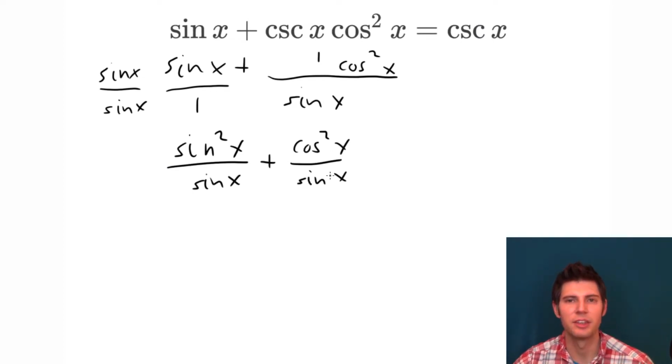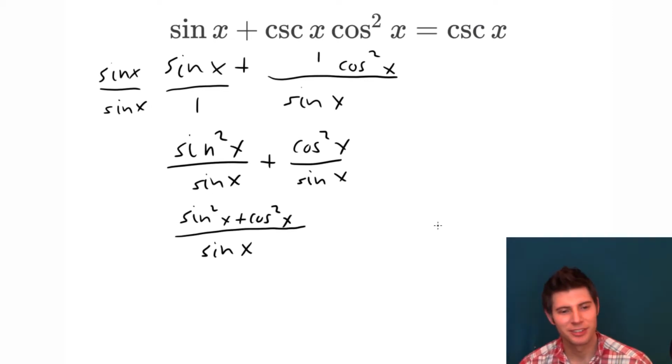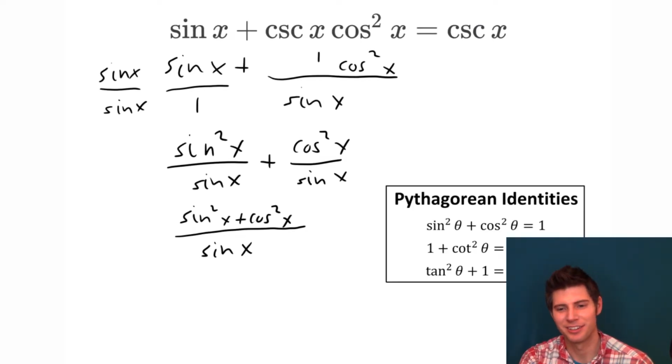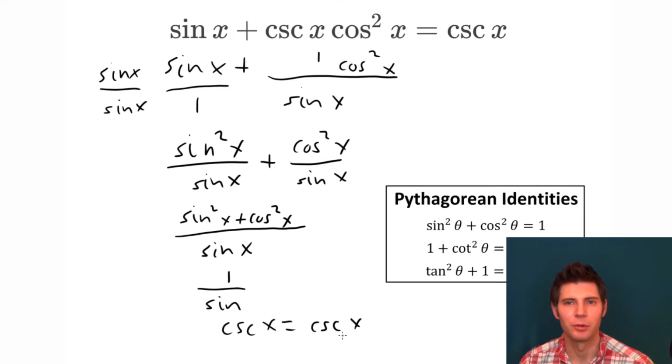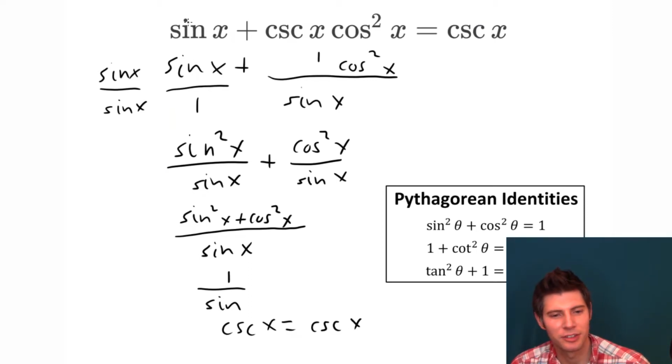Now the whole reason we did this was to make it a single fraction. So now we have sine squared x plus cosine squared x over sine x. Oh, Pythagorean identities. Sine squared plus cosine squared equals 1. So that's going to be 1 over sine, and that happens to be cosecant. And we're done. That's that one. We just rewrote in terms of sine and cosine and gave it a common denominator, then moved them to a single fraction, and then did our Pythagorean identity.